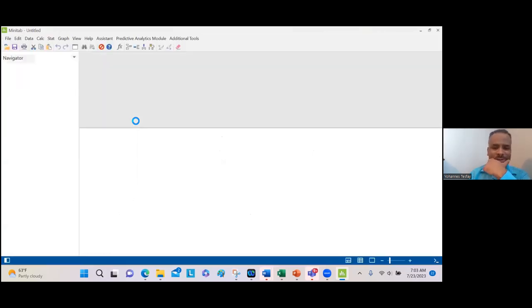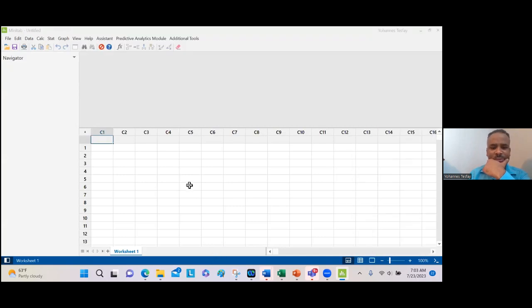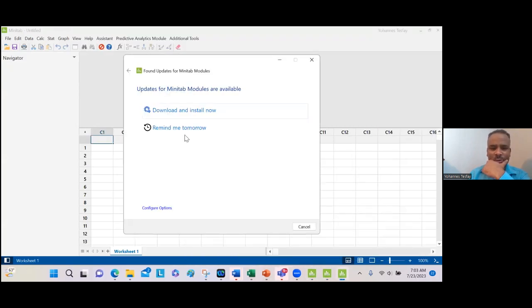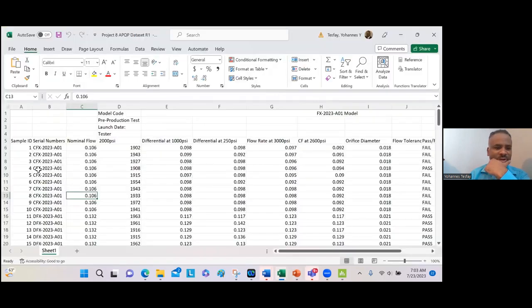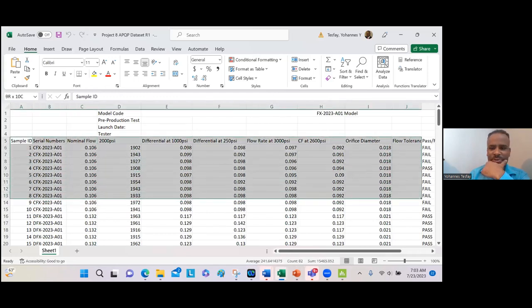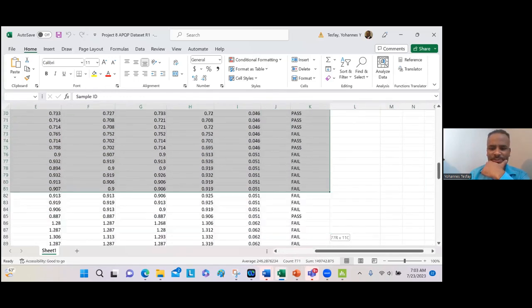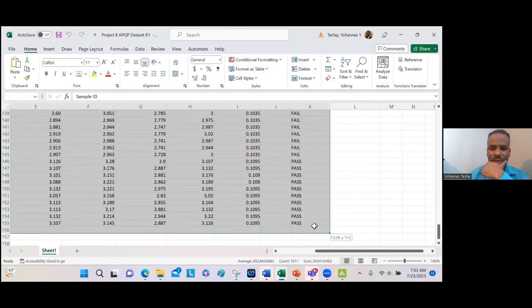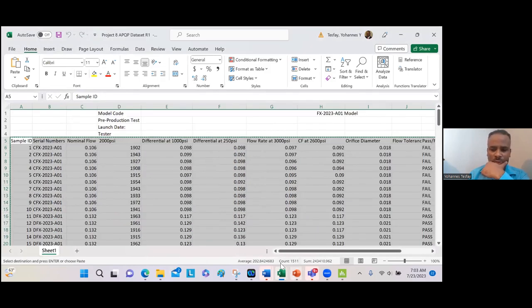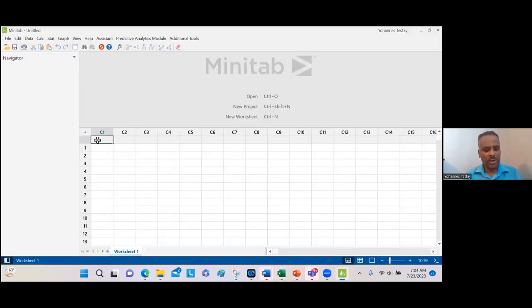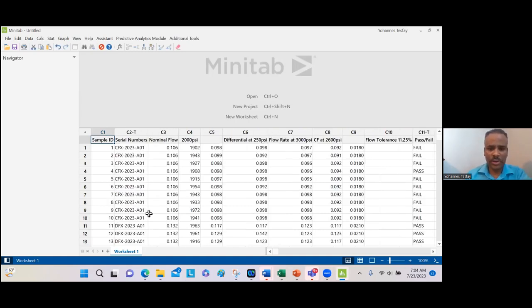Then we're going to just look at it. Okay, let me take this. ID, serial number, whatever, you're going to just take it like that. I'm going to come and paste it.